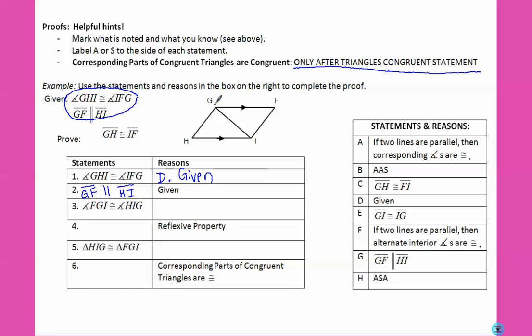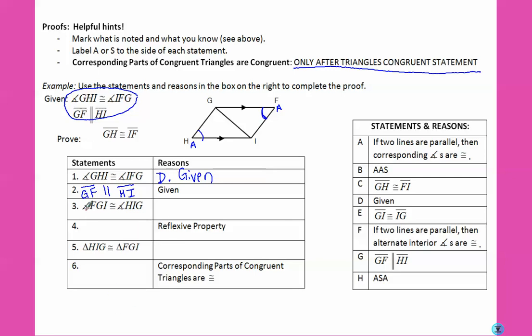Angle GHI, GHI is that angle here. IFG, IFG is this angle here. So we have an angle and an angle. Side GF is parallel to side HI. They've already marked that for us with the triangles. So I'm going to use the information that's already in the proof to help me figure out what I need to do.